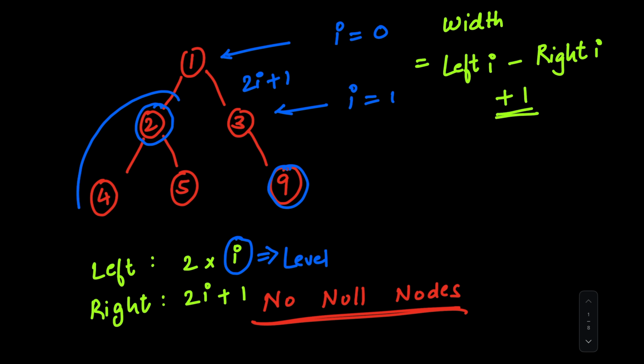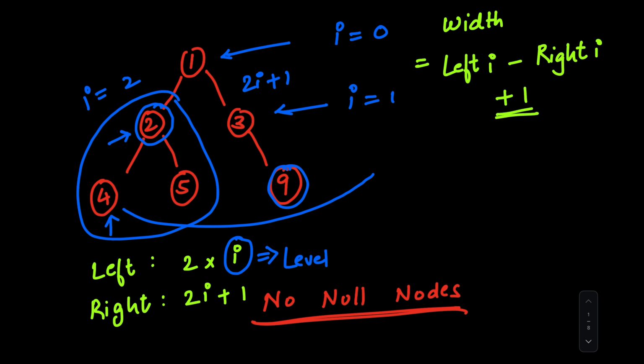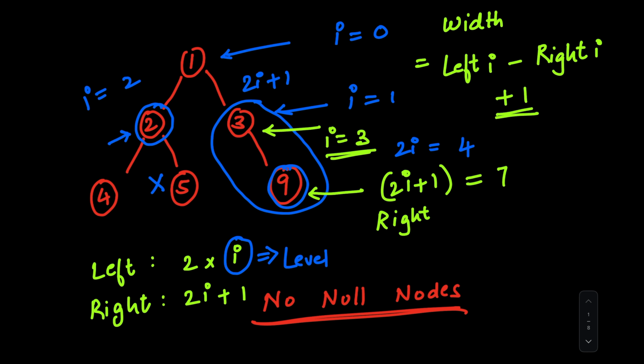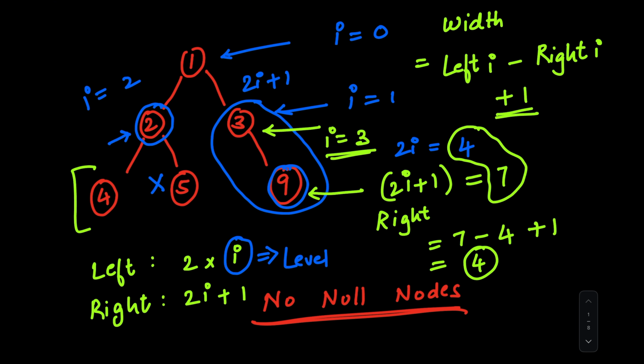Now moving on to the next level, for node 4, which is the left of its parent 2, we take i as 2. So for 4, its corresponding index will be 2i, which is 4. We will calculate for 5 as well, but because we know it's not the rightmost element, let's skip it. Looking at the right leg, where the parent is 3, its index is 3, so if we want to calculate the value of 9, which is going to be 2i plus 1, the total will be 7. The width for this level is going to be the difference between 7 and 4, plus 1, so the output will be 4, which is the highest so far.